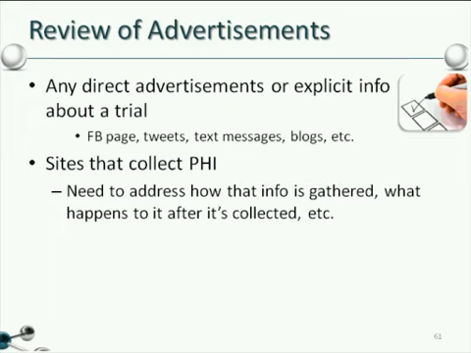So what would need to be reviewed by an IRB? Well, any direct advertisement or explicit information about a trial. And this could be disseminated through a Facebook page, through tweets, through text messages, blogs, those landing pages where you collect information. Anything like that would most likely need to be reviewed by an IRB. And certainly any sites that collect any protected health information.